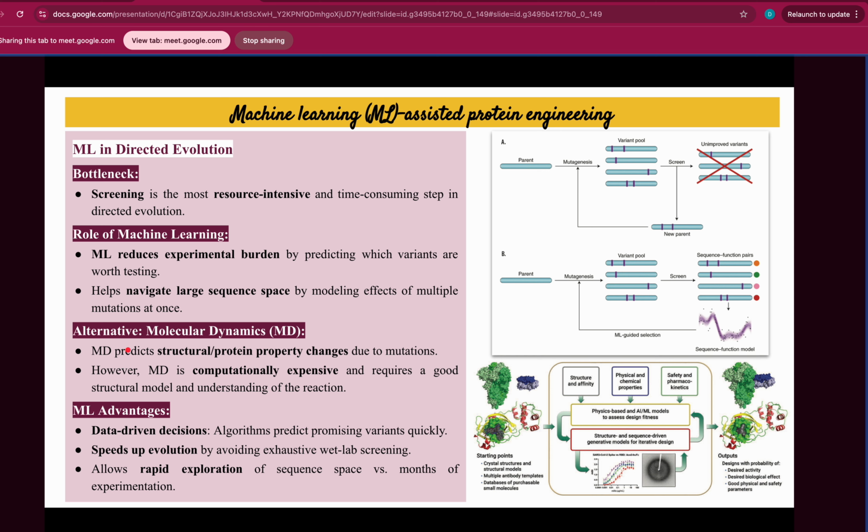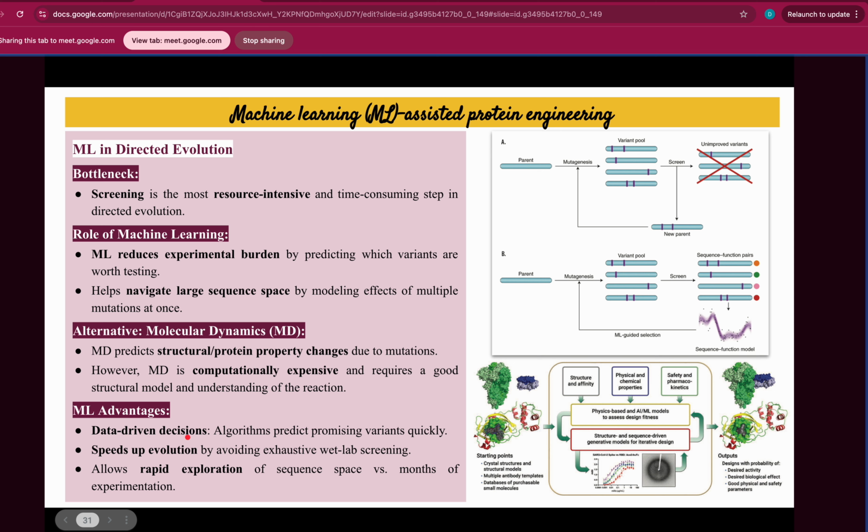Another alternative is molecular dynamic simulations, which are computationally intensive. So with machine learning, we can shortlist the variants and then go for molecular dynamic simulation for those scenarios. And ultimately, after validating with the molecular dynamic simulations, we can go for the experimental validations. This will reduce the burden on the resources, and this will efficiently help us to design new proteins with better functionality. So the advantage is data-driven decisions.